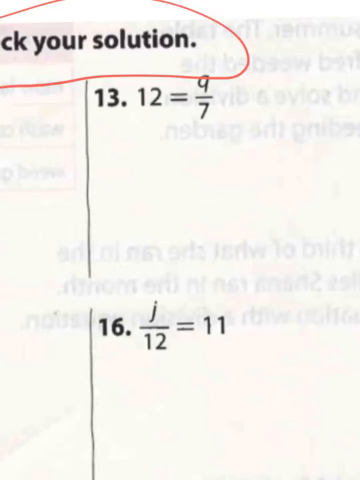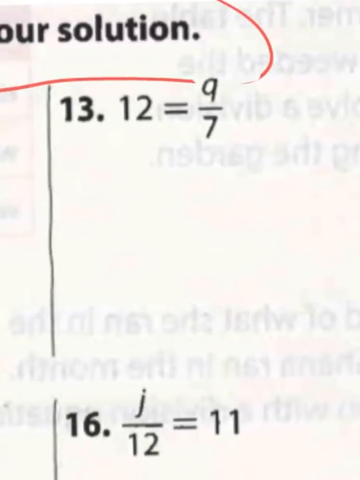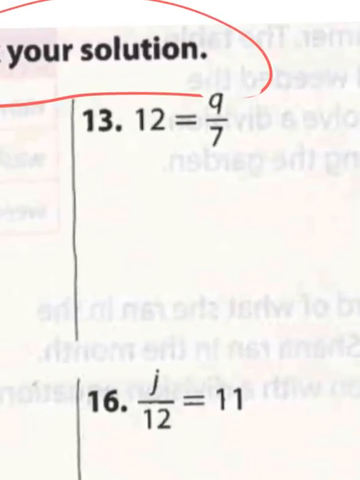So we have 12 equals Q divided by 7. I think that's a Q, yeah. So we're just talking opposites here. What's the opposite of dividing by 7? Well, the opposite of division is always multiplying, right? So I'm going to multiply by 7.